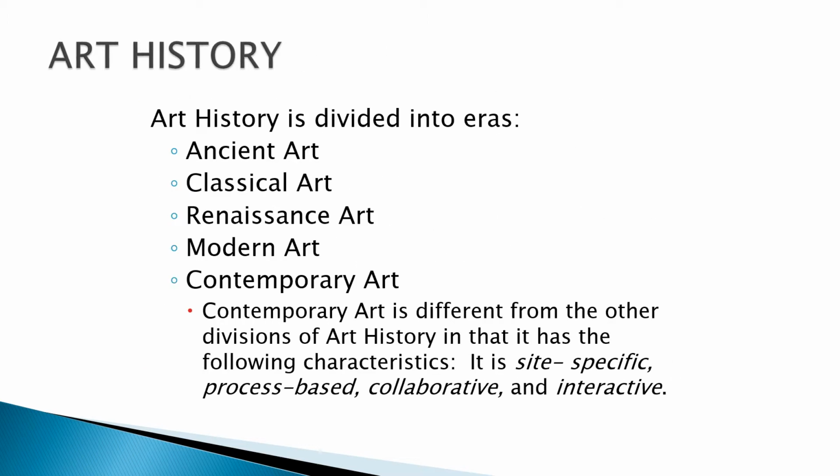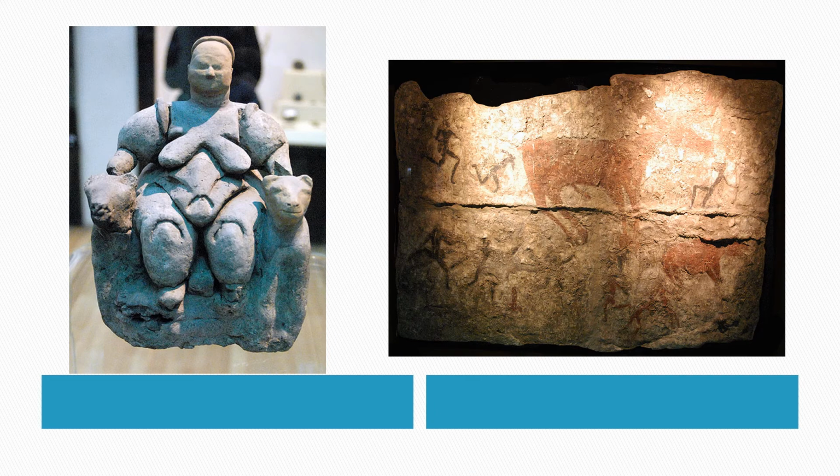Art history. Art history is divided into eras: ancient art, classical art, Renaissance art, modern art, and contemporary art. Contemporary art is the focus of this lesson, but we will devote a section of this video into the study of art history eras. These are examples of ancient artworks. Both come from the Stone Age period. It is a sculpture of a fertility goddess and a section of a cave painting.